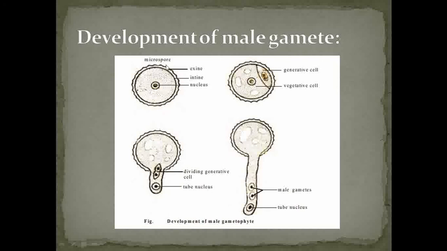So after the liberation of microspores, it divides transversely to form two cells, the generative cell and the vegetative cell. The vegetative cell undergoes division to form the pollen tube and pollen tube nucleus, while the generative cell undergoes division to form the two male gametes. During the later developmental stages, the pollen tube nucleus degenerates and the pollen grain shows the presence of the pollen tube and two male gametes. This is the process of development of the male gamete.